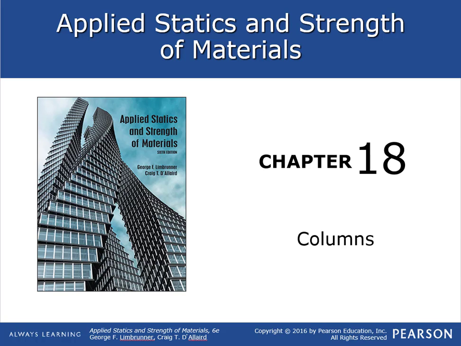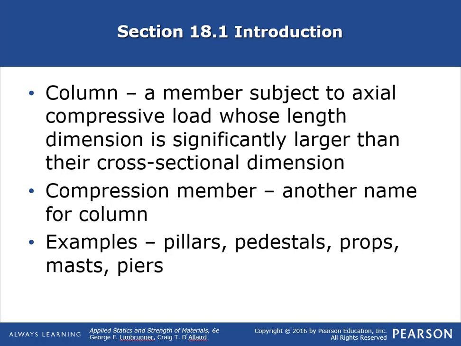Here we're going to start chapter 18 and talk about columns. A column is a member subjected to an axial compressive load whose length dimension is significantly larger than the cross-section dimension. It's also known as a compression member, and examples of columns are pillars, pedestals, props, masts, and piers.